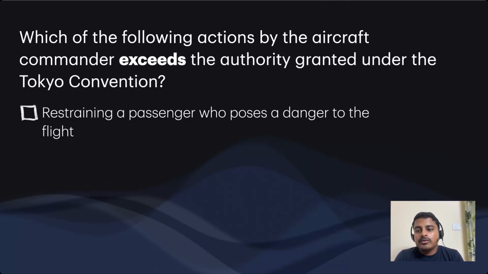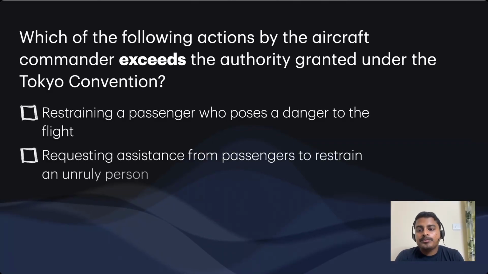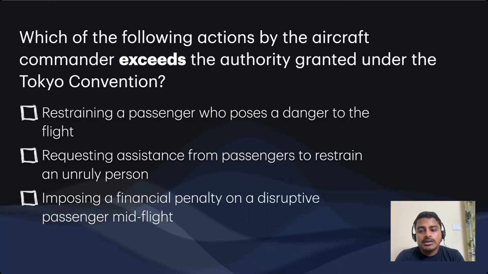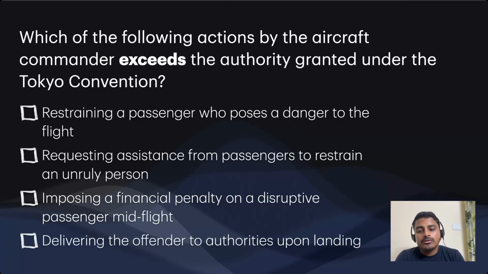Let's see. The first option is restraining a passenger who poses a danger to the flight, requesting assistance from passengers to restrain an unruly person, imposing a financial penalty on a disruptive passenger mid-flight, and delivering the offender to authorities upon landing. Okay.